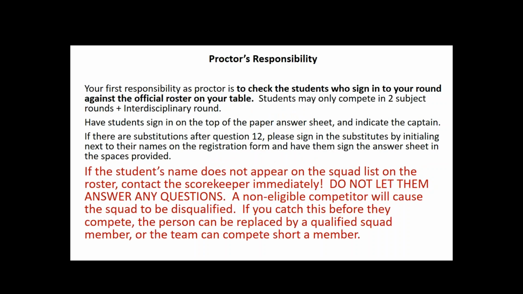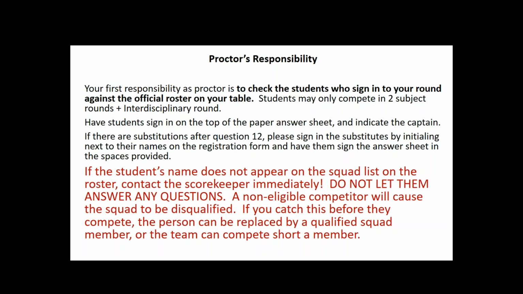So, your first responsibility as proctor is to check the students who sign into your round against the official roster at your table. Students may only compete in 2 subject rounds and then also the interdisciplinary round. You'll need to have students sign in on the top of the paper answer sheet and indicate the captain. If there are substitutions after question 12, you'll need to sign in the substitutes by initialing next to their names on the registration form and then have them sign the answer sheet in the spaces provided.